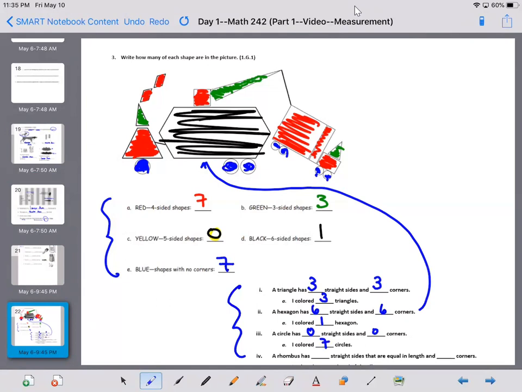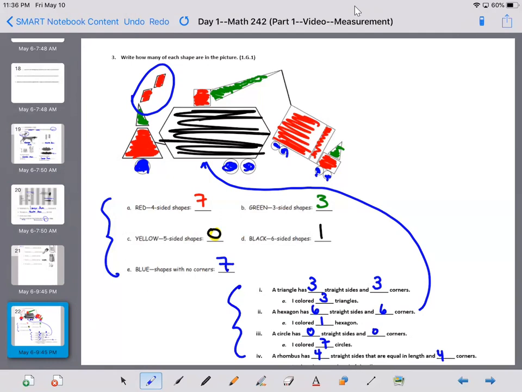And then a rhombus, it's going to have 4 straight sides that are equal in length, and it's going to have 4 corners. And we colored 2 of those, which should be a little bit more to scale, but that is kind of the idea of your rhombus, where all the sides are the same length. It just angles are a bit different.